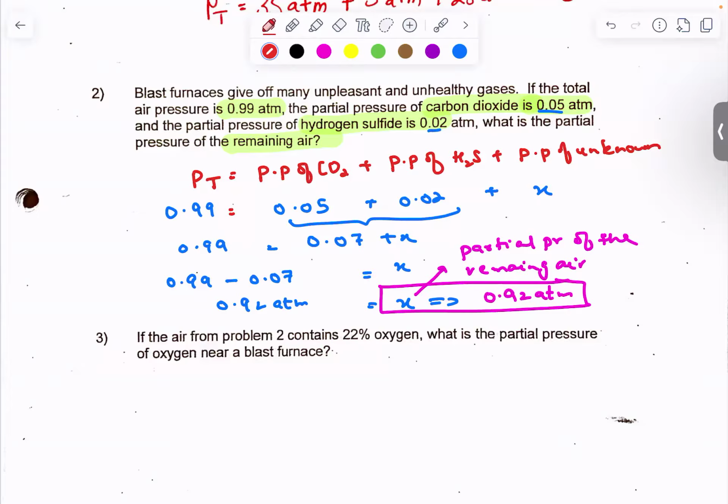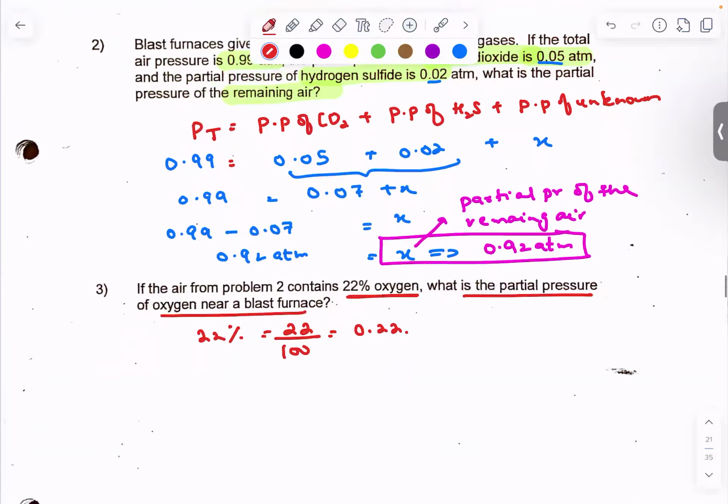So I'd need to find 22% of 0.99. No, no. If the air from problem two contains 22% oxygen, which is the partial pressure of oxygen near a blast furnace. All right. So first of all, I need to change 22% to 22 over 100. That would be equal to 0.22. Now I need to find the partial pressure of oxygen.